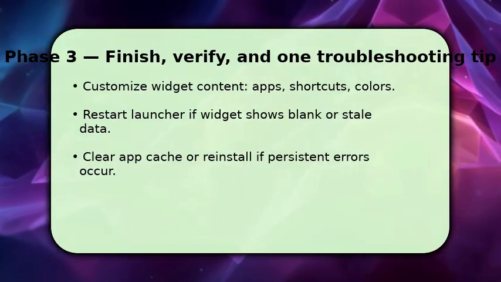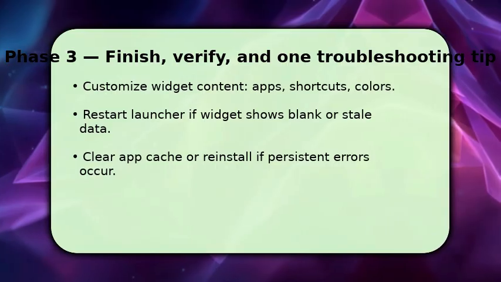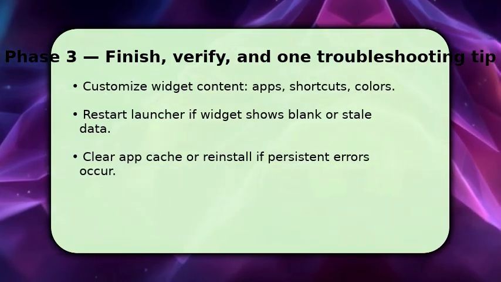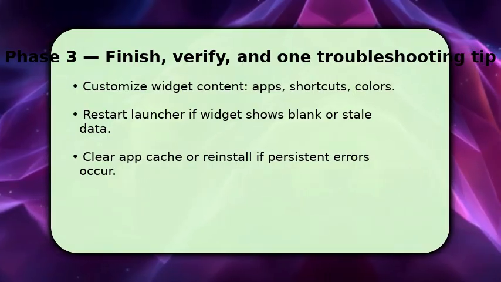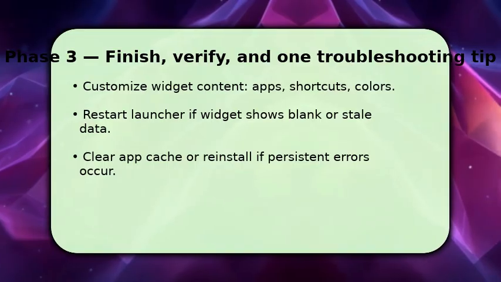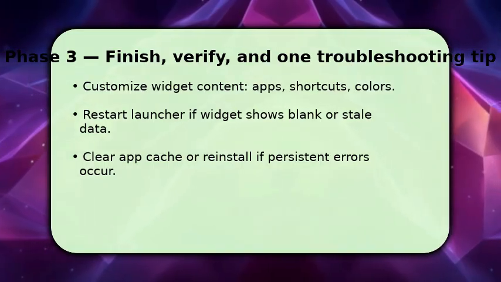If problems persist, clear the app cache or uninstall and reinstall the APK. Doing that preserves your choices in most cases. One key troubleshooting tip. Check overlay and notification permissions first, because missing permissions cause most failures.